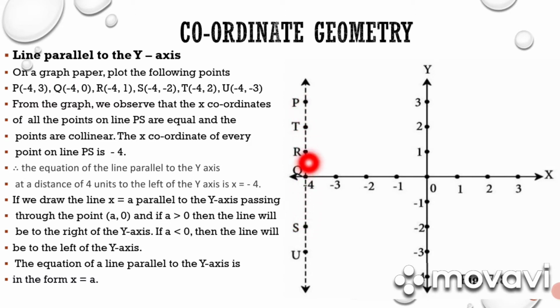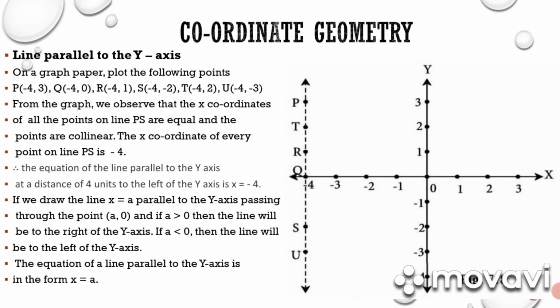From the graph we observe that the x-coordinates of all the points on line PS are equal and the points are collinear. The x-coordinate of every point on line PS is -4. Therefore, the equation of the line parallel to the y-axis at a distance of 4 units to the left of the y-axis is x = -4.